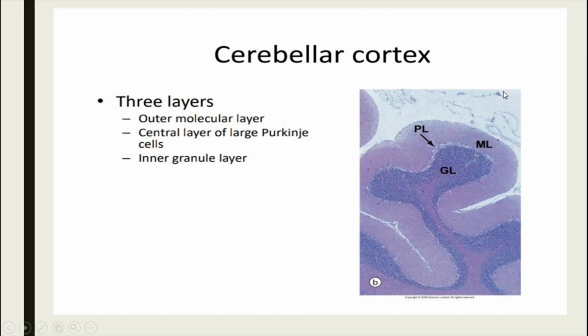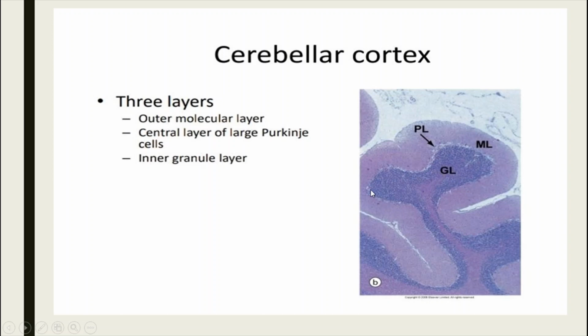The 3 layers are named as follows. Outer layer is the molecular layer. Intermediate layer is a specialized type of cells named the Purkinje cell layer. The innermost layer is the granular layer. So these are the layers which can be seen in a cerebellar cortex: molecular layer, Purkinje cell layer, and granular layer.